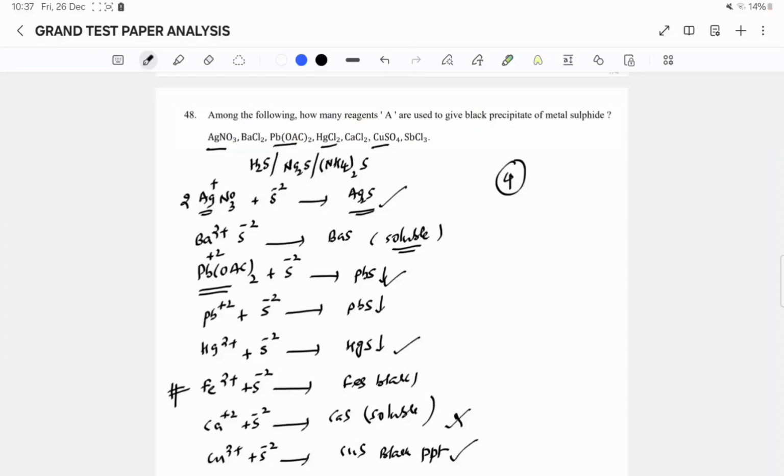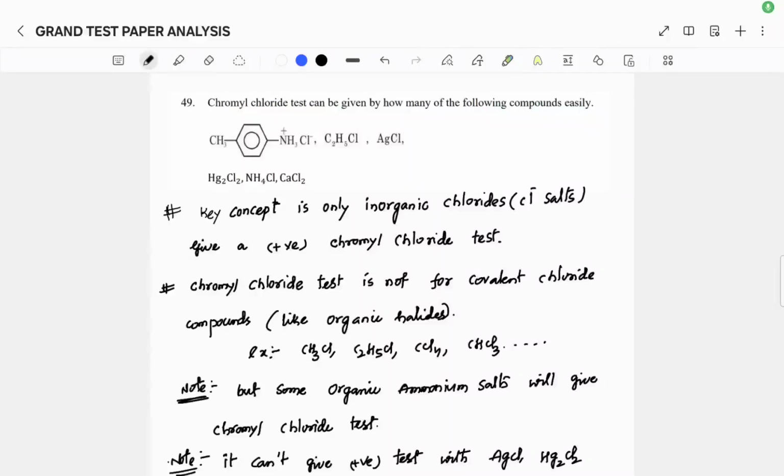Right? Next, we will now look at the 49th question, student. The chromyl chloride test can be given by how many of the following compounds easily, right? Okay, so some compounds are given, student. From these compounds, how many will give the chromyl chloride test, we will write.